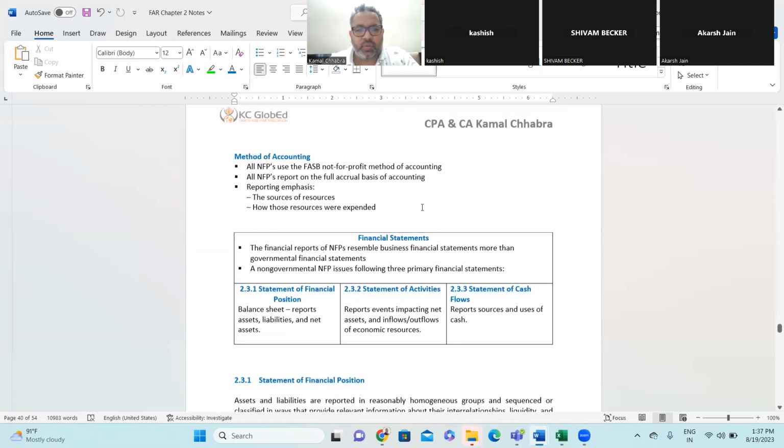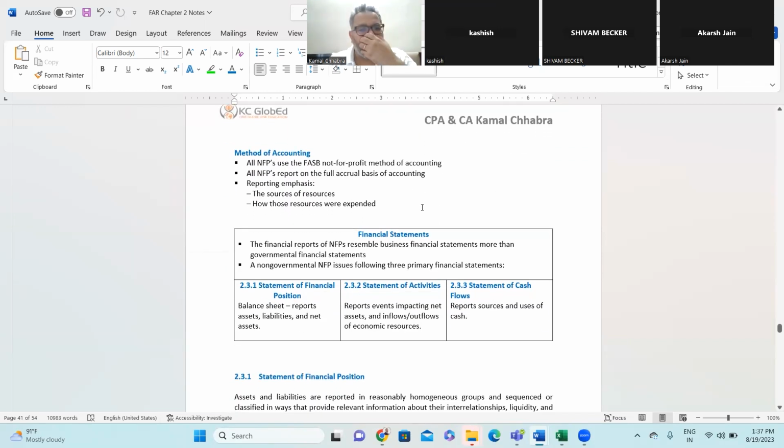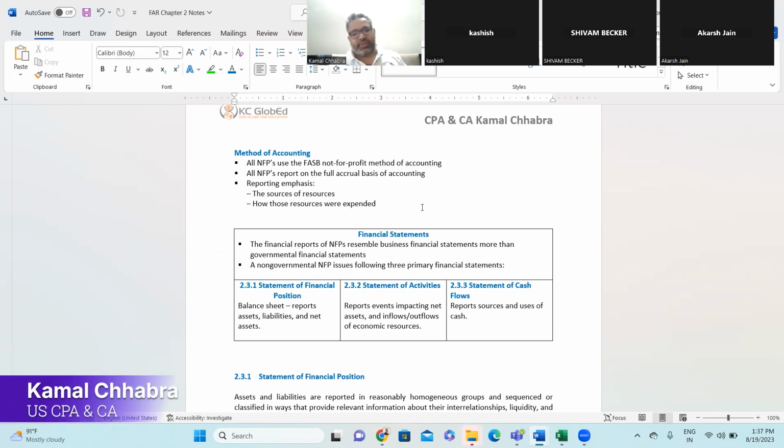So, method of accounting. All not-for-profit organizations use the FASB not-for-profit method of accounting, and all not-for-profit organizations report on the full accrual basis of accounting. So they are not supposed to maintain their accounting on a cash basis, right?